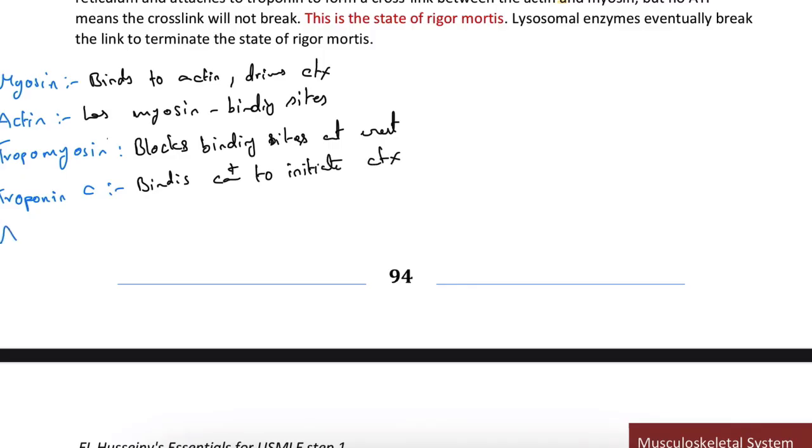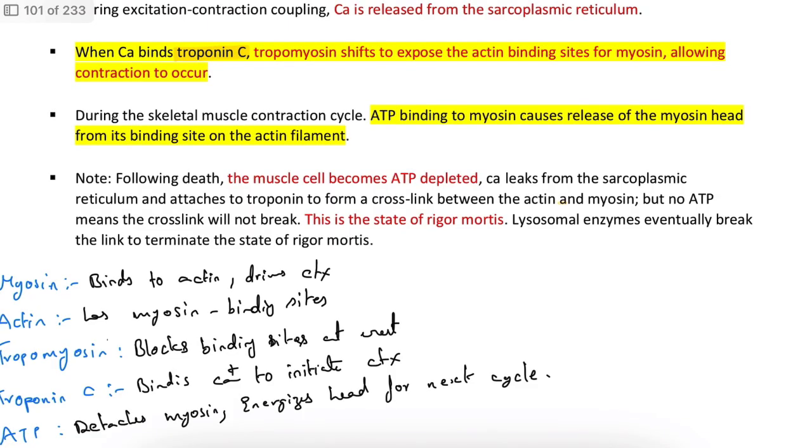Okay, next one, ATP. ATP detaches myosin and energizes the head for the next cycle. So these are the components and their main functions. Clinically, why these things are important, here I forgot to mention.